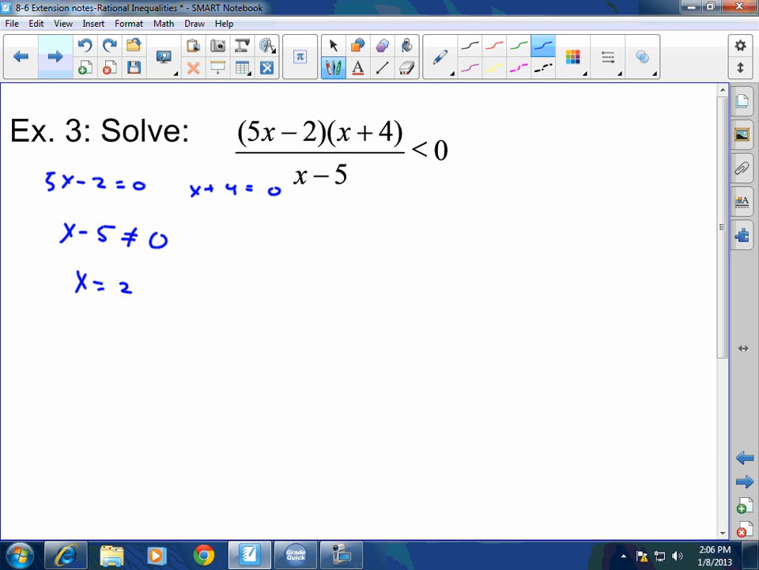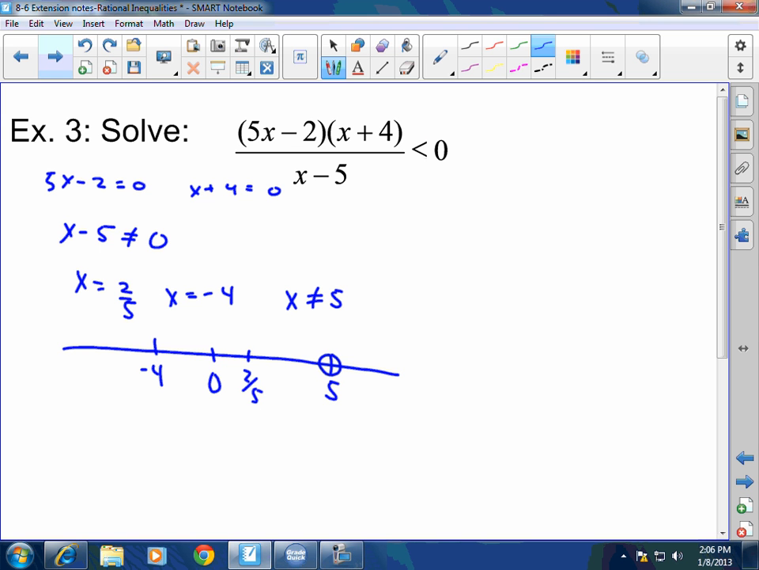X will equal 2 fifths. X can equal negative 4. And x cannot equal 5. Very good. Let's get my intervals out there. Negative 4, 0, 2 fifths, and 5. I'm going to put an open circle on 5 because we know that cannot be it. These are less thans. So I'm not going to even fill those in to not confuse anybody.